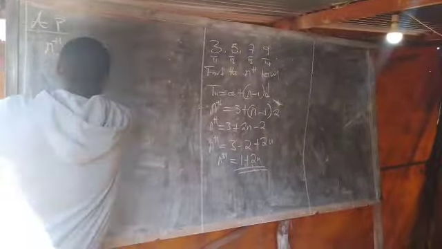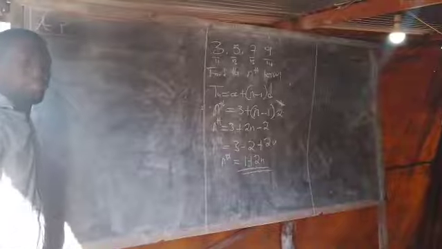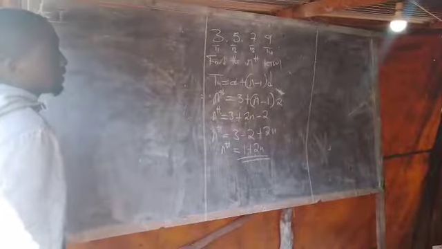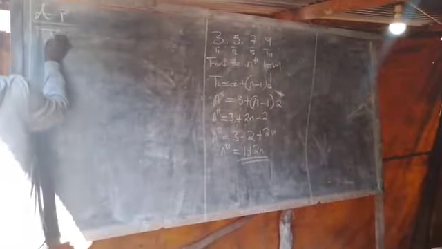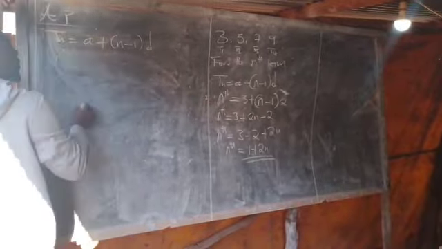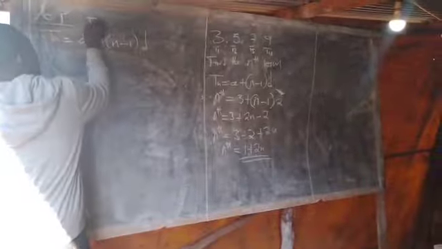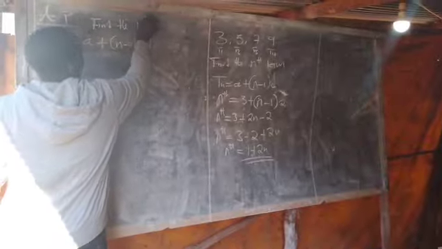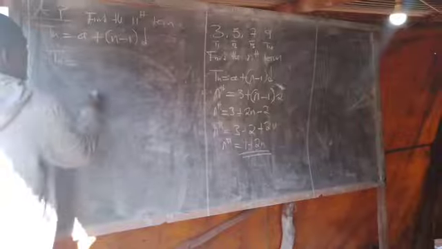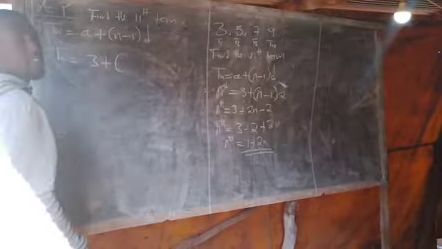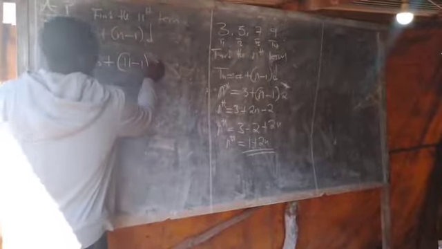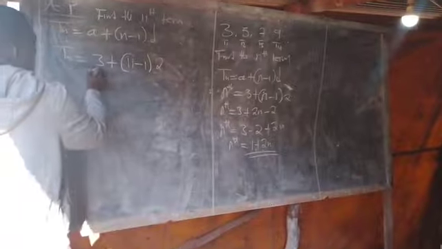So that is about the nth term. From there, you can be told to find what is termed as the number of terms. We have 4 terms, then they tell us to find the 11th term. We say Tn equals a plus open brackets n minus 1 d. What are we finding? The 11th term. So a is 3, the first term, plus, where there is n, we put 11 minus 1. The common difference is 2, the difference between those numbers.